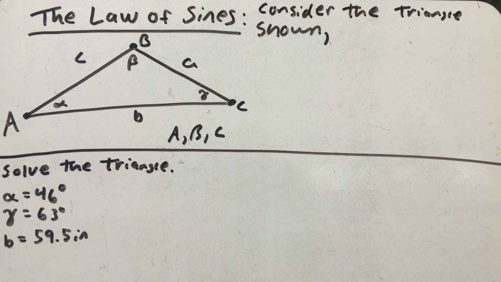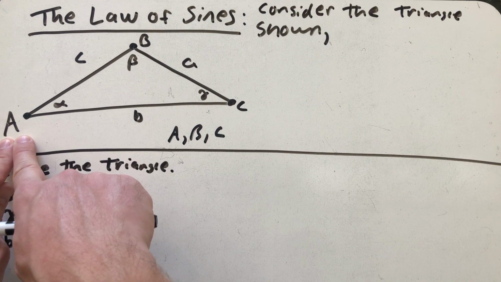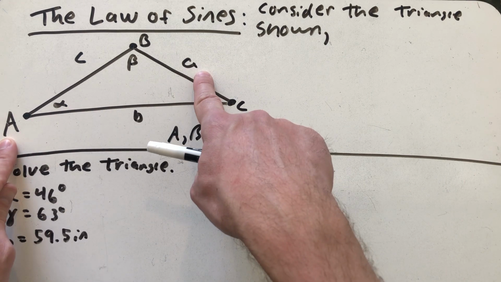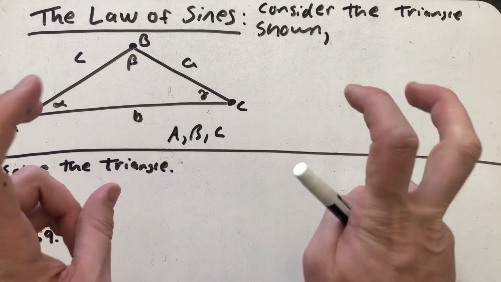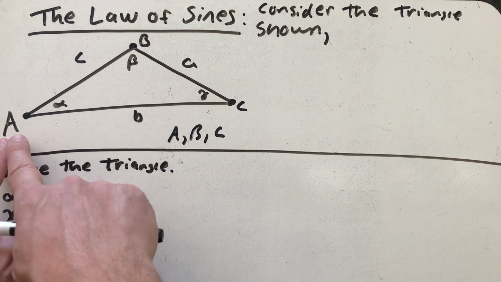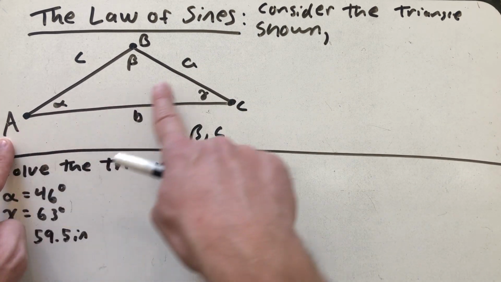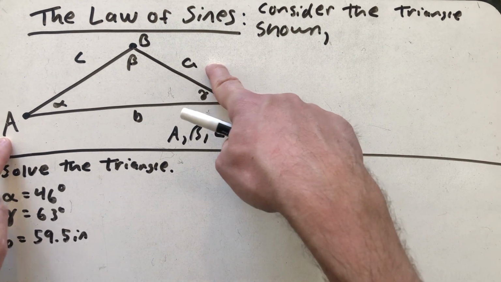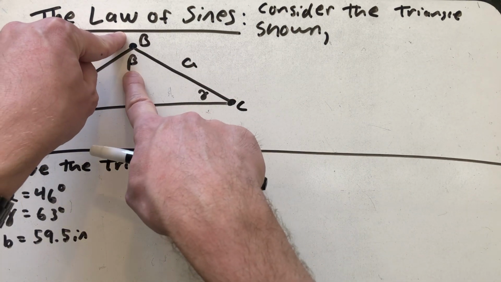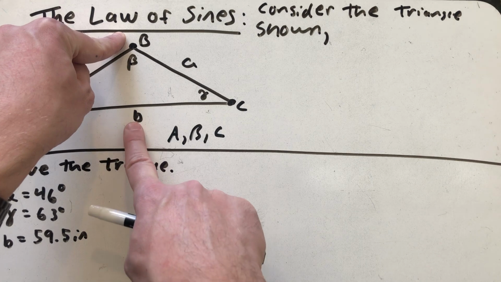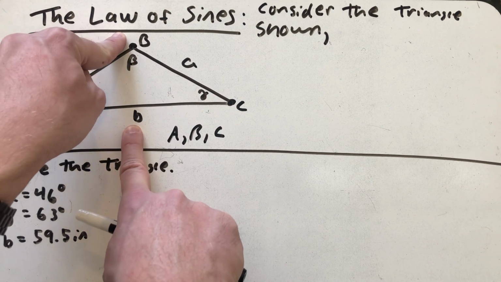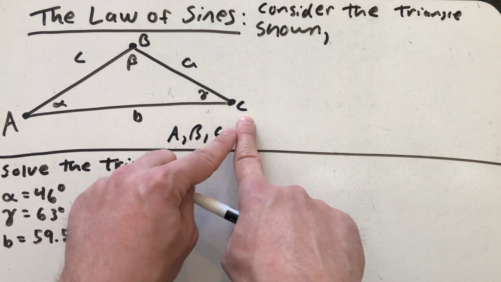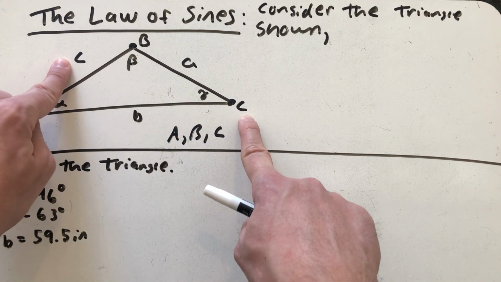Across from vertex A and angle alpha, we have side little a. And so all of the things that are A's are across from each other: vertex A, angle alpha, and then side a across from it. When I look at vertex B, that's where angle beta is, and then side little b is across from it. All of the B's are lined up across from each other. And finally, vertex C, angle gamma, and side little c.